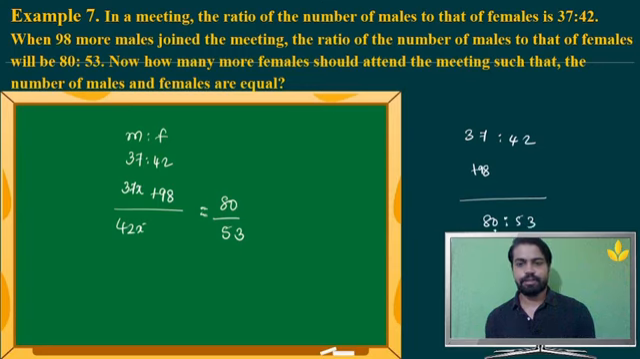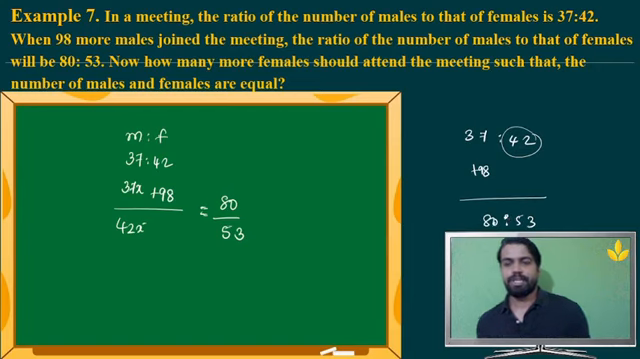Right? So actually speaking, the ratio should not change for female, but it is also changing now. It has become 80 is to 53. So what is the ratio? What is the number I should add so that the ratio becomes equal?